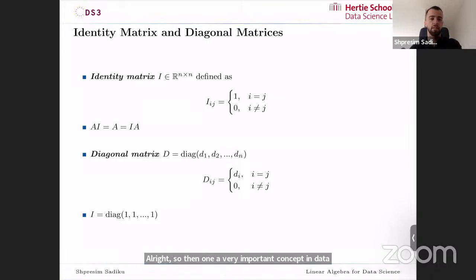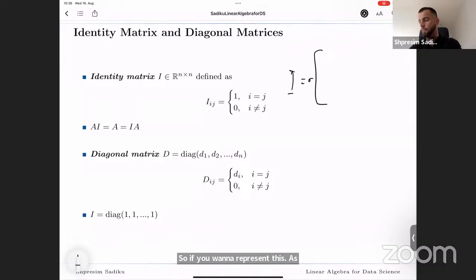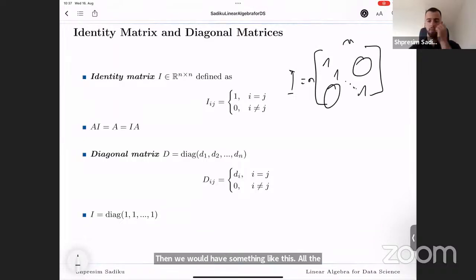All right, so then a very important concept in data science is also the definition of the identity matrix and the diagonal matrices. The identity matrix I, defined as a matrix in R^(n×n), has entries I_ij equal to 1 in all the indices where i equals j and 0 otherwise. If we want to represent this as an n by n matrix, we would have something like this. All the rest would be 0.